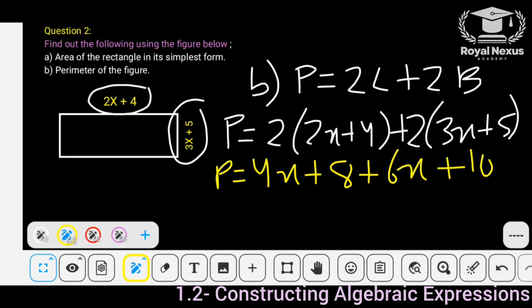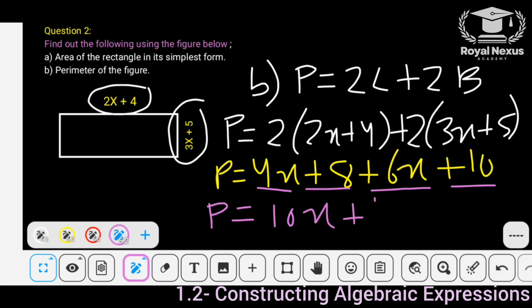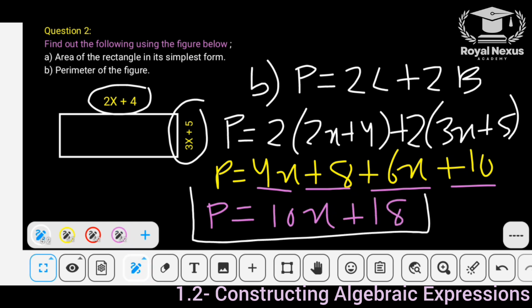So now we will add the variables together. It will be 4x plus 6x, that is 10x, and the constants together, that is 8 and 10, so plus 18. So the answer for perimeter in its simplest form is 10x plus 18.